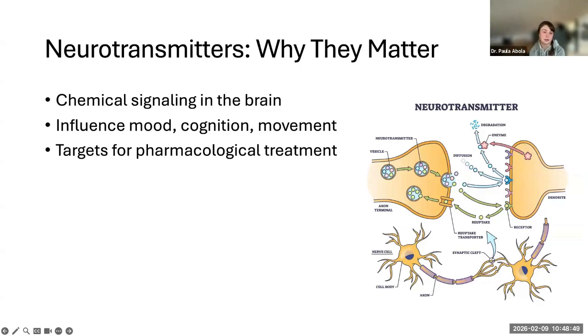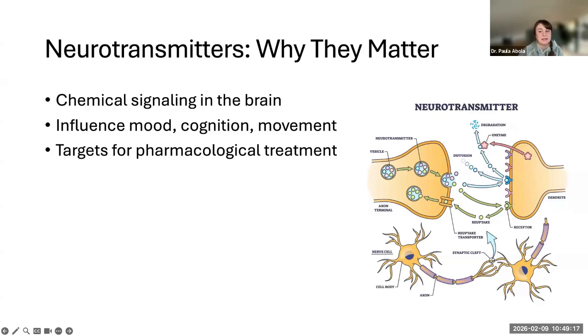And neurotransmitters. This is an important part to bring up in this class. So you might have heard of this term. And neurotransmitters are the chemical messengers that allow neurons to communicate with one another. So when a neuron is activated, it releases neurotransmitters into the synapse, where they bind to receptors on a neighboring neuron and influence whether that neuron will fire.